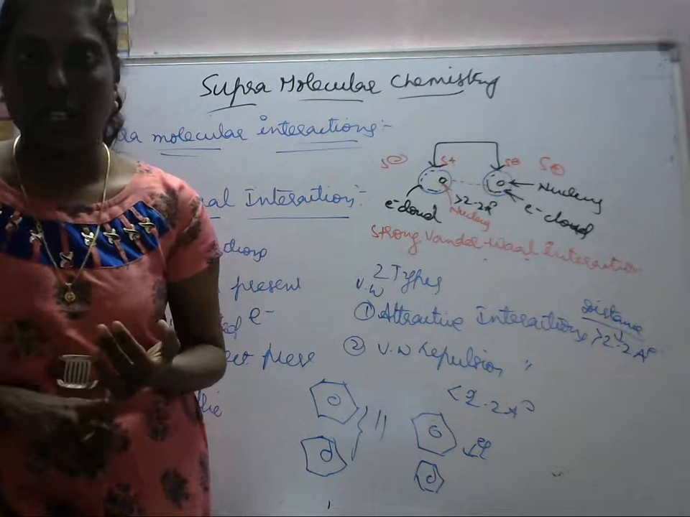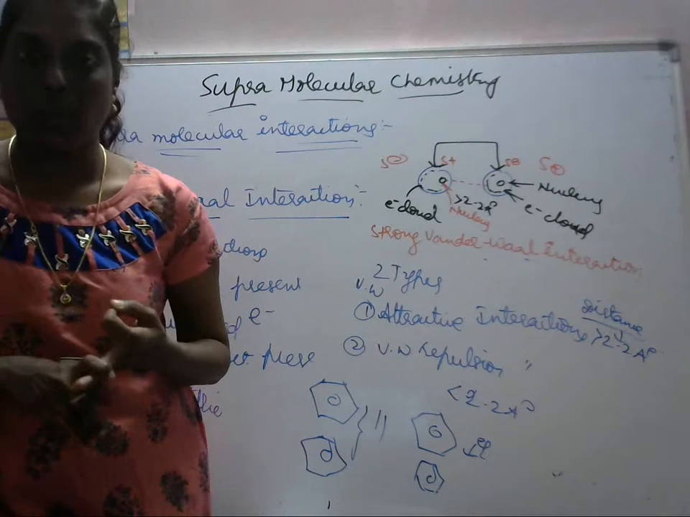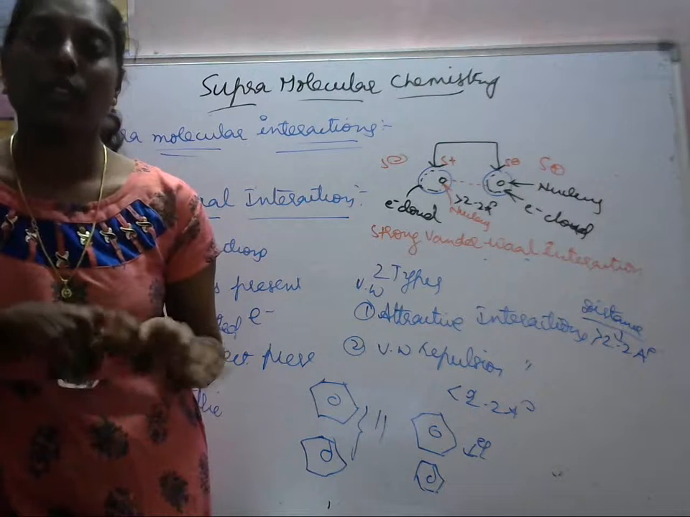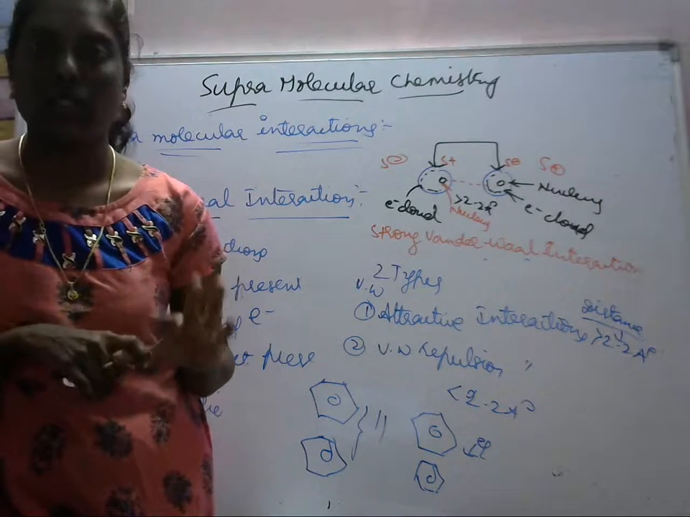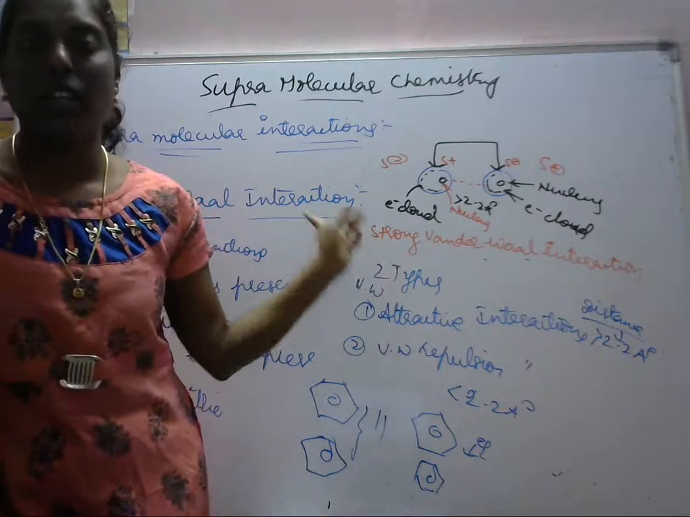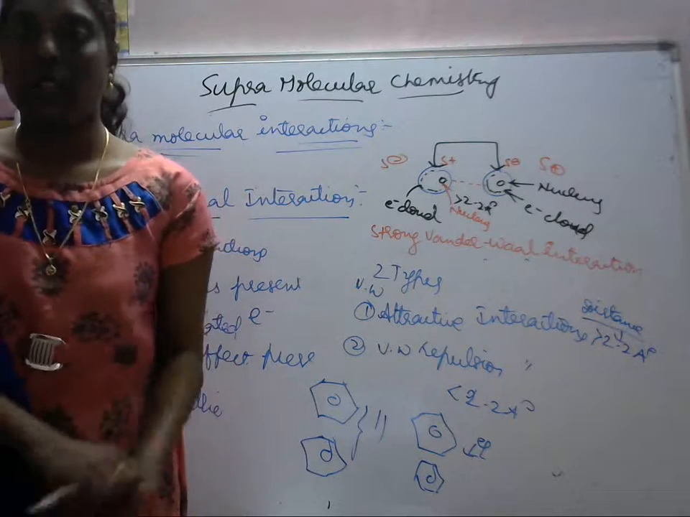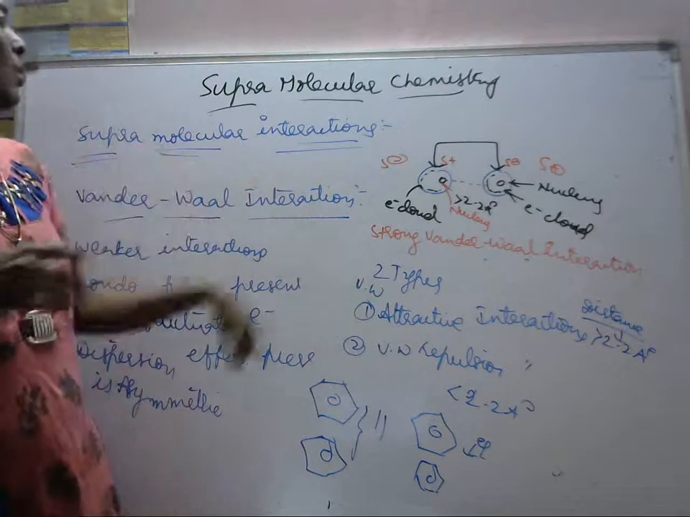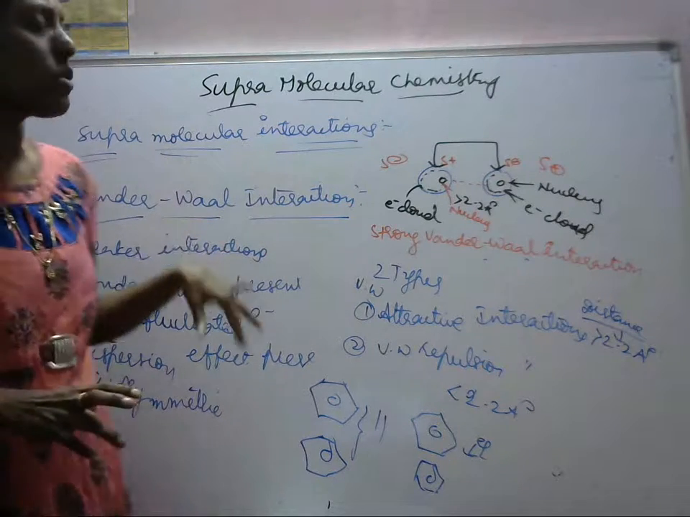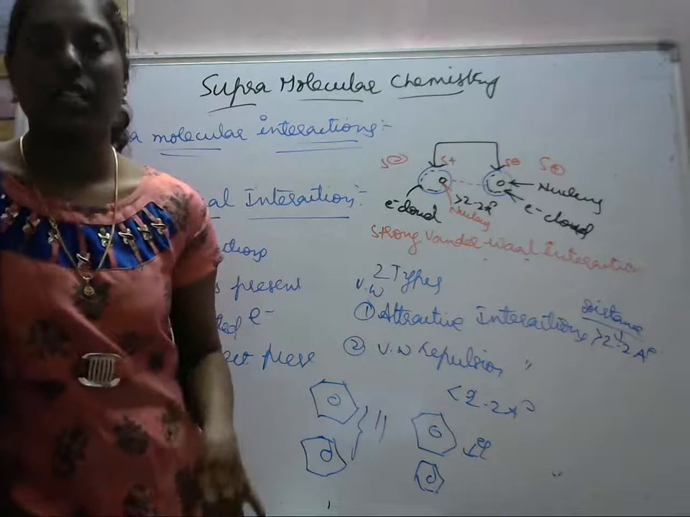First one is ion interaction, the second is ion-dipole interaction, and the third is dipole interactions. Then hydrogen bonding is there. What about the fifth? The next interactions are five, six, seven, eight. And the ninth one is van der Waals interaction. All of these supramolecular interactions are non-covalent interactions only.